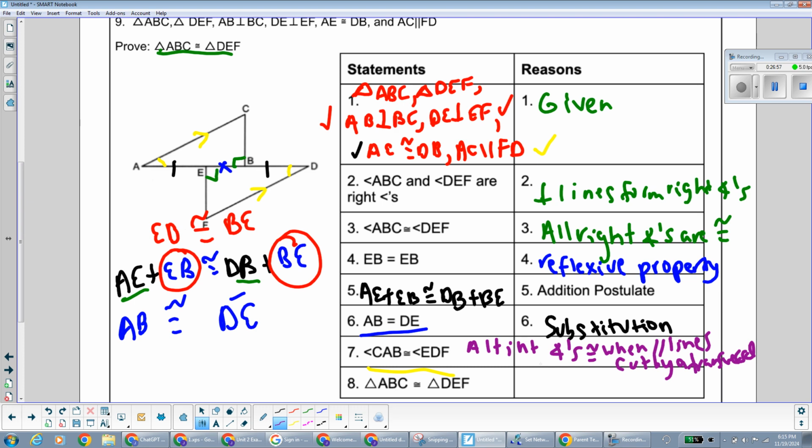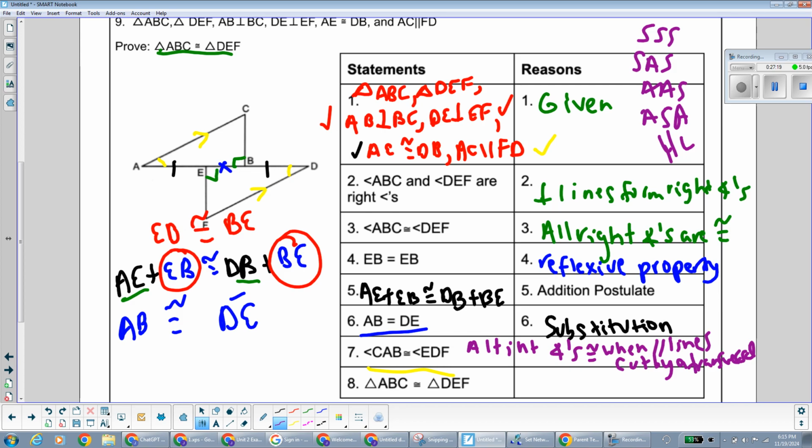Whenever you're showing triangles are congruent, it's going to be one of our 5 reasons. It's going to be SSS or SAS or AAS or ASA or HL, right? It's not some random reason, and it's definitely not CPCTC. CPCTC comes after you prove triangles congruent to say that corresponding sides or corresponding angles are also congruent.